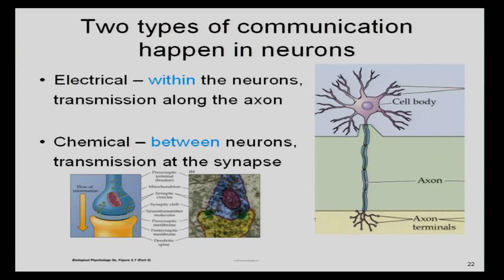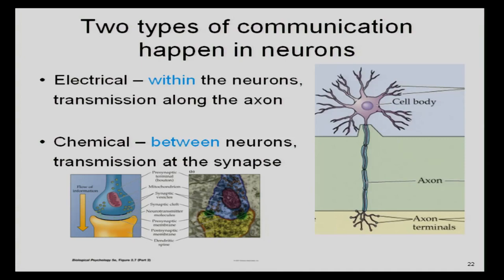Okay, now we're going to move on to the second part of the talk, which is chemical communication that happens between the axon terminal of the presynaptic neuron here and the postsynaptic dendrite of the postsynaptic neuron, if there was a neuron right here. For that we move to chemical transmission, and that happens at the synapse, shown schematically right here.